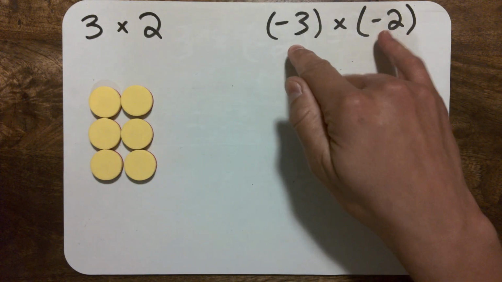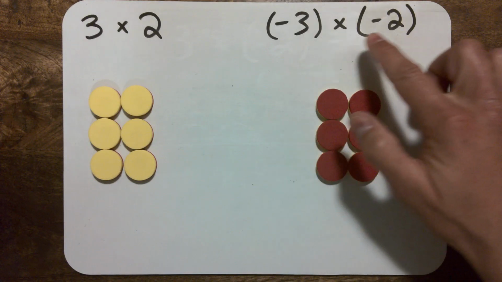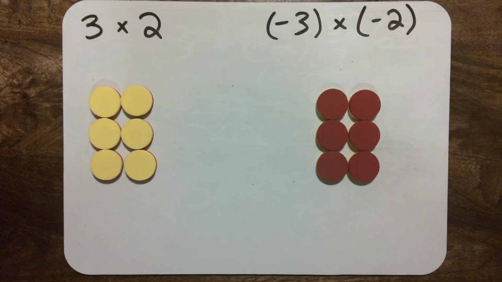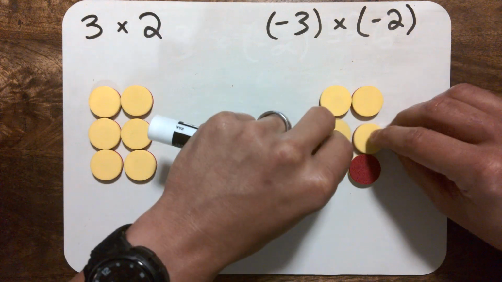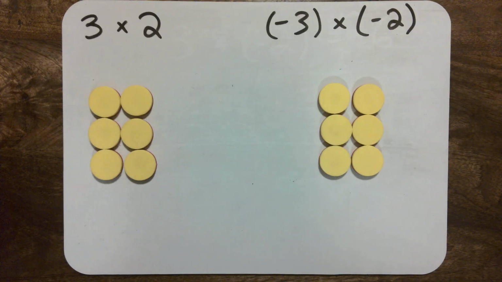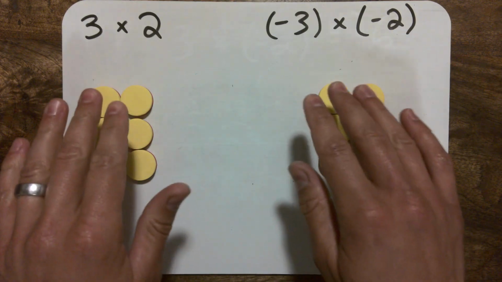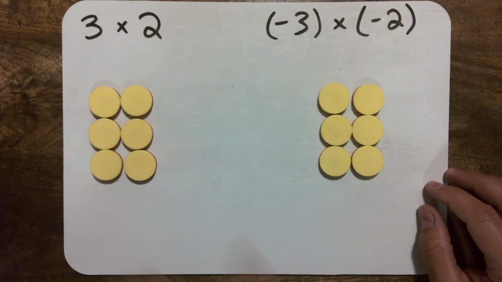When I have two negative signs, how we're interpreting this is as three groups with the size of -2, so three rows with the size of -2. But since I have that negative at the front, I want the opposite of three groups of -2. So I'll need to take the opposite side of these. To find that, I have 6 yellow counters. Both of these had the same sign, and they both ended up being positive. It's a little more clear for the positive 3 times positive 2 case why that will be positive.